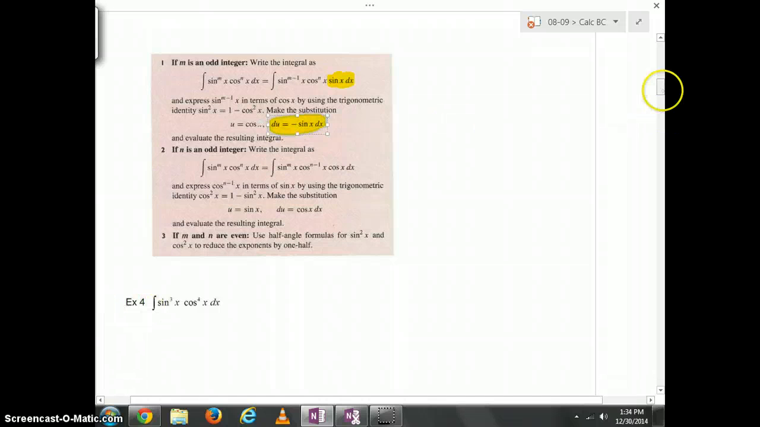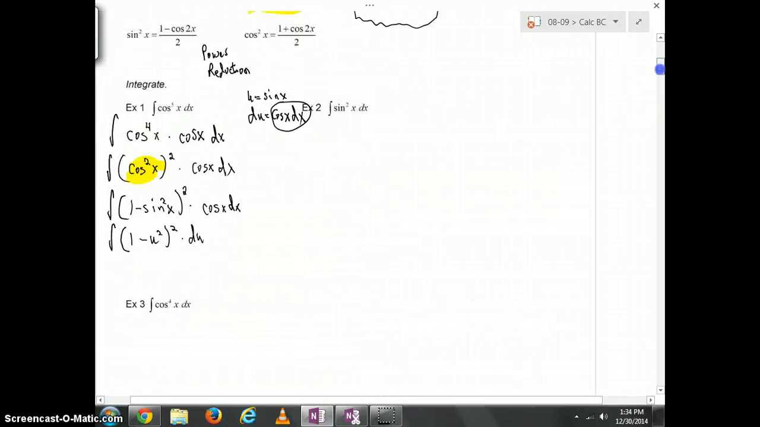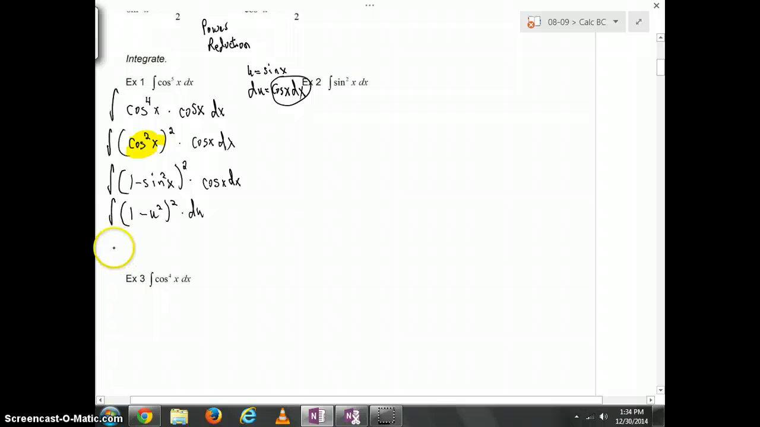Let's expand real quickly. As we expand 1 minus u squared squared, this would become 1 minus 2u squared plus u to the fourth, du. And if we did a quick antiderivative term by term, we'd have u minus 2/3 u to the third plus u to the fifth over 5 plus a constant.